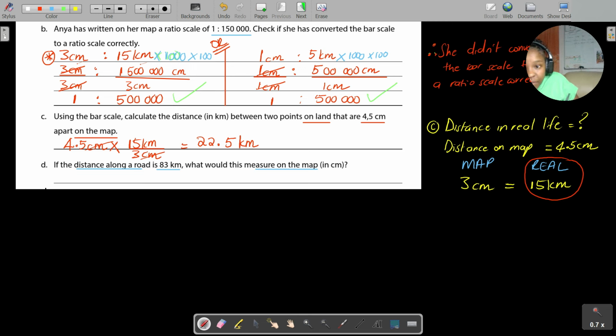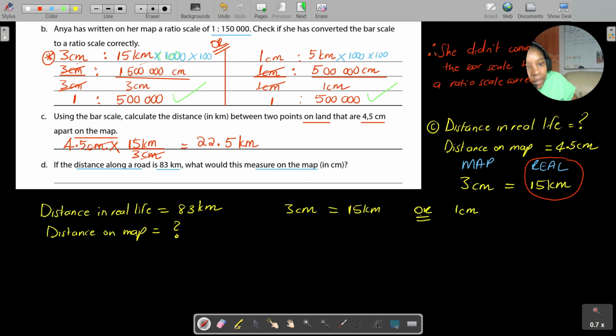Okay, remember, fill in the information. We've got the distance in real life, or the distance on the ground, whatever. It's 83 kilometers. We want the distance on the map, which is equal to what? We want to use the bar scale. Okay, 3 centimeters is equal to 15 kilometers, or you can even use 1 centimeter is equal to 5 kilometers. Ladies and gentlemen, you will get the same answer. You will literally get the same answer.